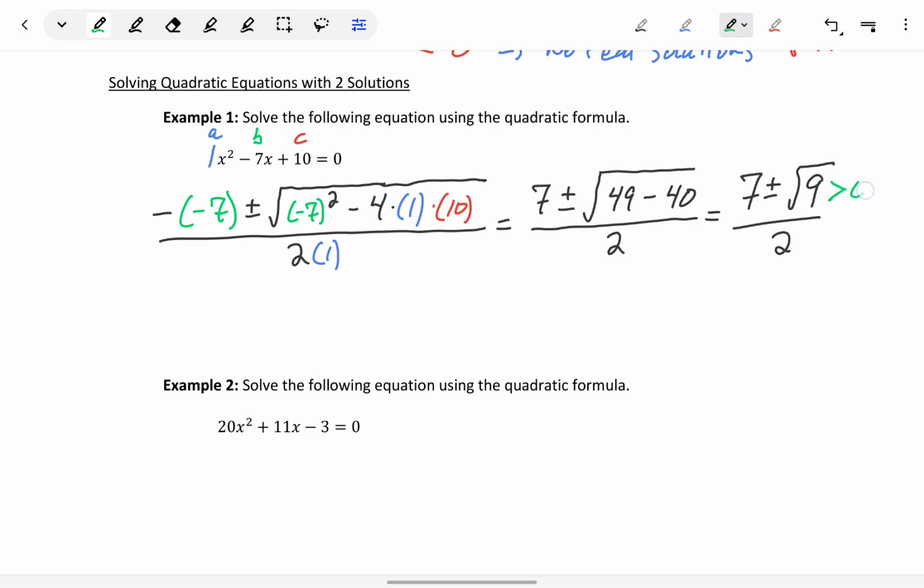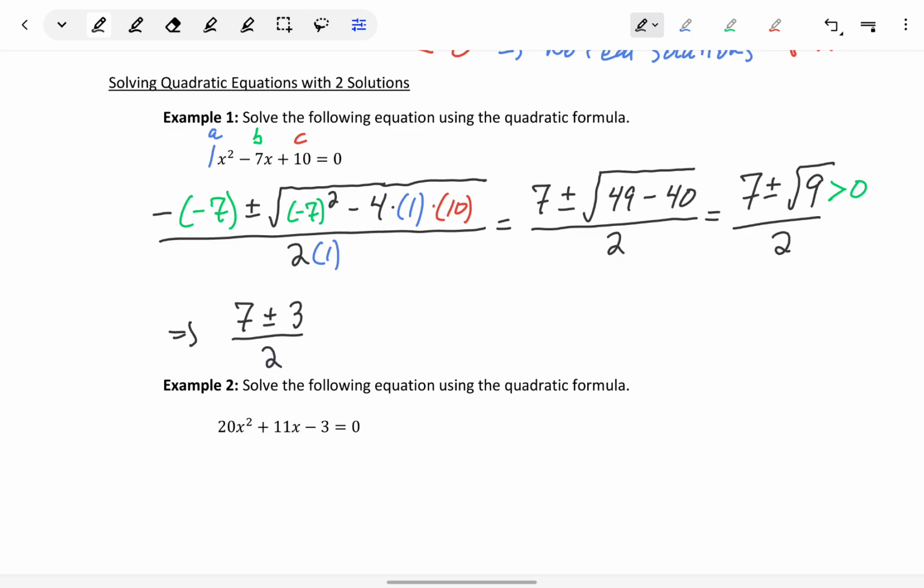The value that we ended up with under this radical is greater than 0, which tells us we'll have two solutions that exist. We can go ahead and evaluate the square root of 9, which will give us 3. So we end up with 7 plus or minus 3 over 2.